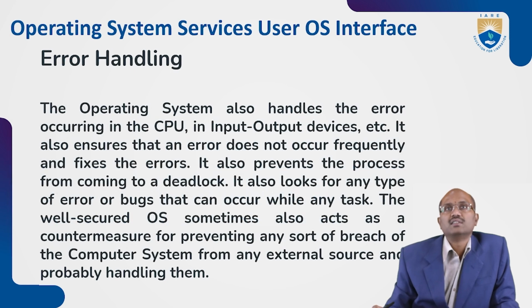Next, error handling. The operating system also handles the errors occurring in the CPU, in input-output devices, etc. It also ensures that errors do not occur frequently and fixes the errors. It also prevents the process from coming to a deadlock. It also looks for any type of error or bugs that can occur during any task. A well-secured operating system sometimes also acts as a countermeasure for preventing any sort of breach of the computer system from any external source and probably handling them.